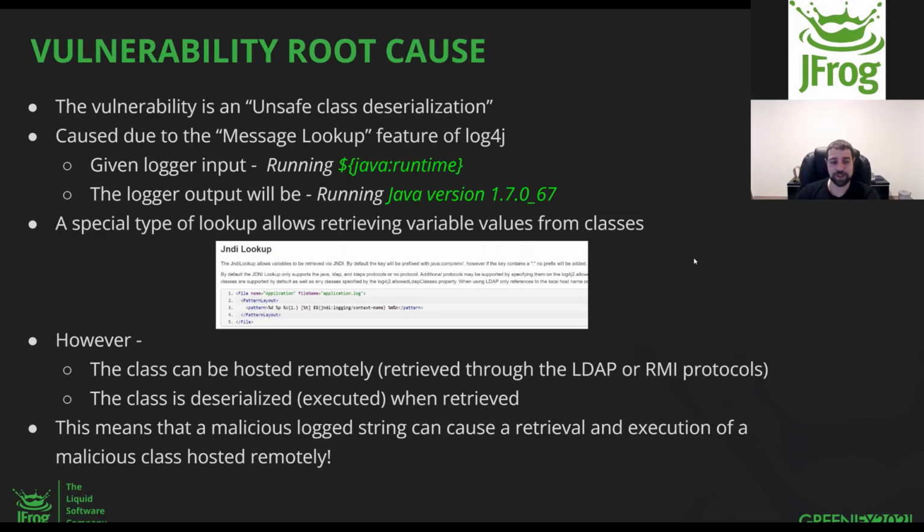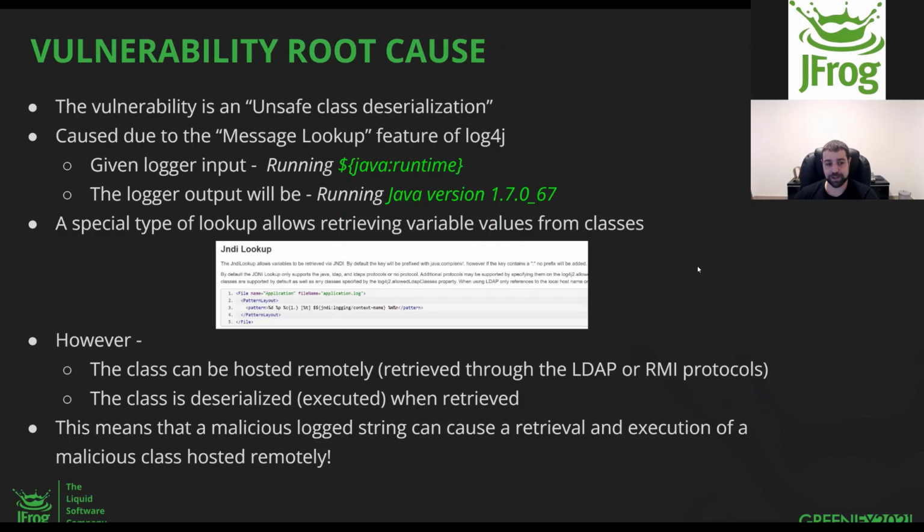So the problem with this is first of all that the class can be hosted remotely. So you can have a string that accesses a different machine, like a different computer, to retrieve the class. And it's not just classes that are stored locally on the machine in your class path. And the second problem is that in order to evaluate the value of the variable, the class needs to be deserialized, which means the class is actually executed. So it's running code from that class.